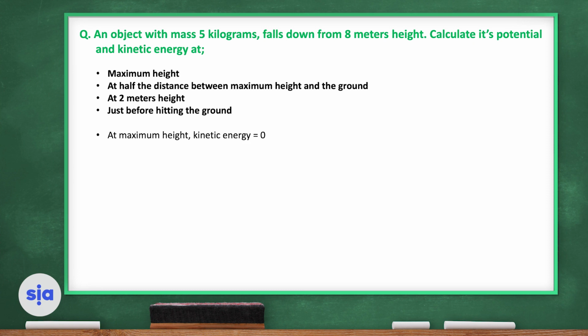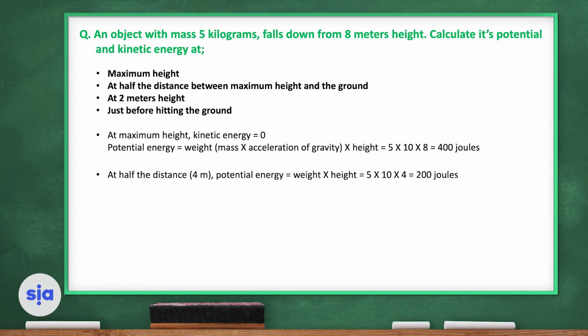At maximum height, the kinetic energy, of course, equals 0. The potential energy equals weight times height. And as we said before, weight can be calculated as mass times acceleration of gravity. If we calculate this, we will get 5, which is the mass, times 10, acceleration of gravity, times 8, which is the height, equal 400 joules.